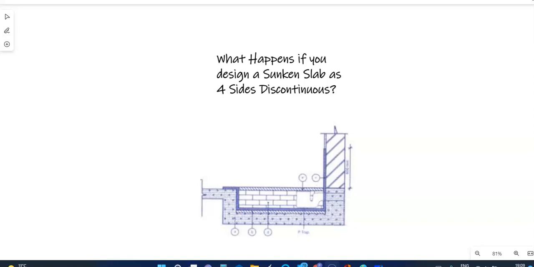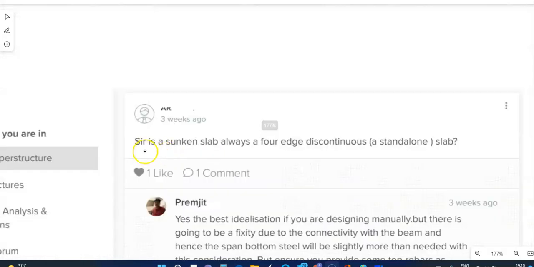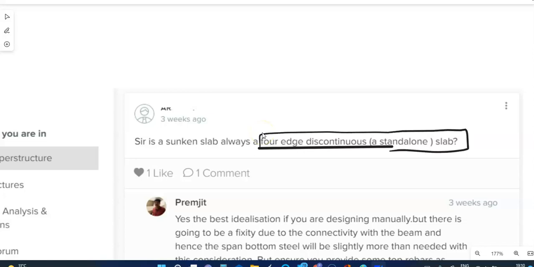Today we will discuss a question: what happens if you design a sunken slab as four-sided discontinuous? Again, this is a question posted in the Civil Era Learning community by a student, and the question is: is a sunken slab always a four-edge discontinuous, standalone slab? Let's have our discussion around this particular situation and the question.